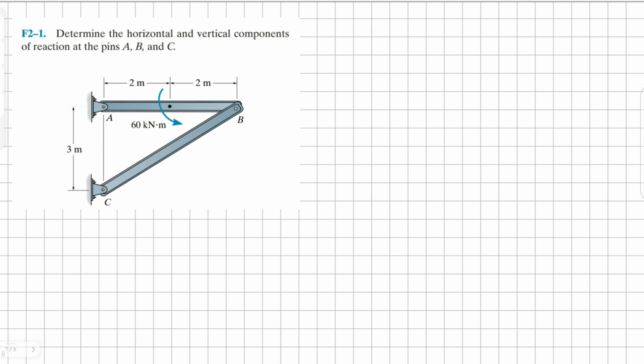In this video, we are going to do fundamental problems for statically determinate structures. For this problem, we have to look for its reaction components at A, B, and C. So first of all, let's draw the free body diagram.